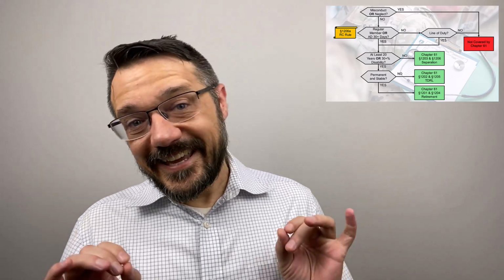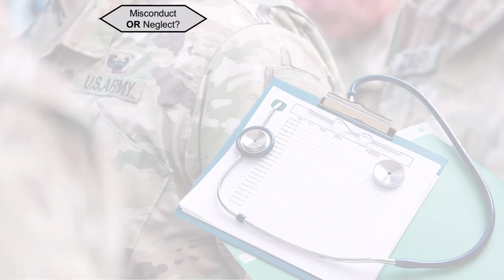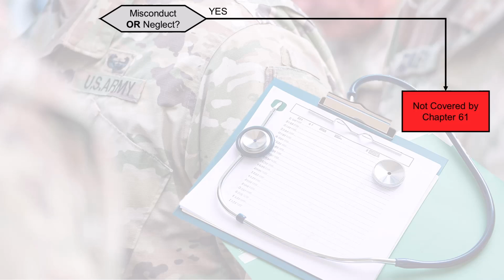All right, to kick things off: was the injury or illness that makes a service member unfit for their office, grade, rank, or rating the result of intentional misconduct or willful neglect? If the answer is yes, the service member is not going to be covered by Chapter 61. He will, as my grandmother used to say, be SOL.